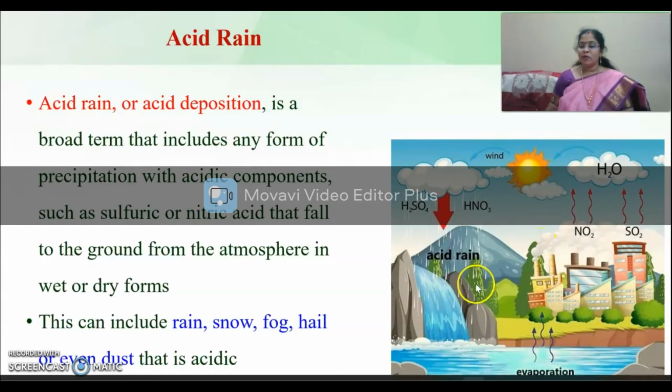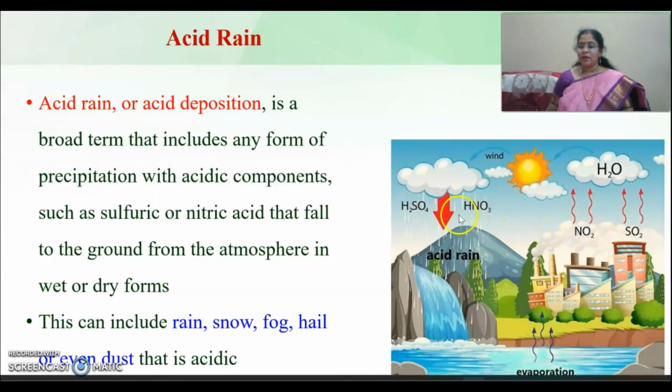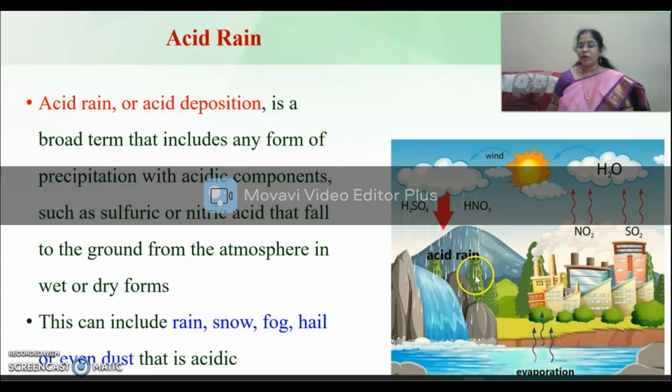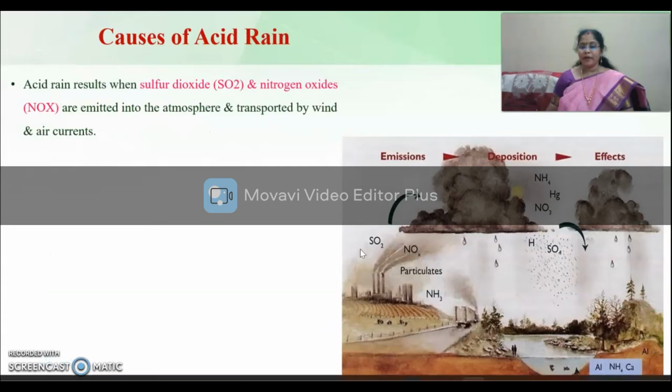You could see that because of the burning of fossil fuels, nitrogen dioxide, sulfur dioxide, methane, all these gases go up and join together in the clouds and come down as acid rain in a diluted form of sulfuric acid and nitric acid. What are the causes of acid rain?